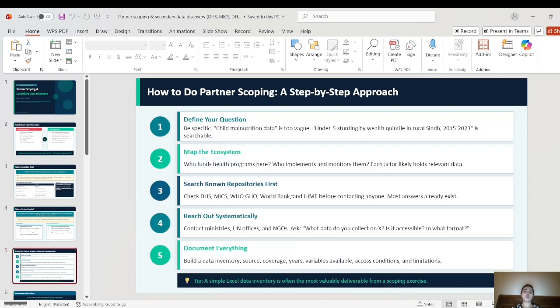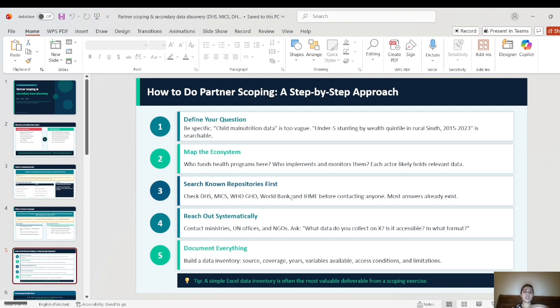How to do partner scoping: a step-by-step approach. This is very easy. You're going to define your question, and be specific about it. For example, child malnutrition data is too large, but stunting by wealth quintile in rural Sindh is searchable. Then you're going to map the ecosystem: who funds your health programs here, who implements and monitors them. Each actor likely holds relevant data. So this is basically a who kind of thing.